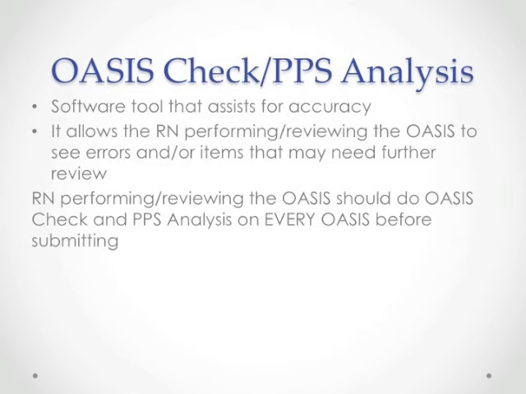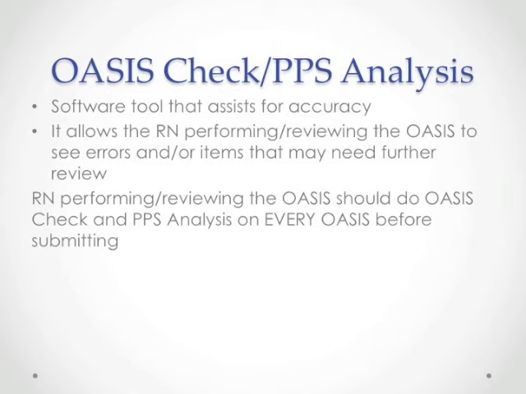Your OASIS check will go through and scan the OASIS. It'll let you know if diagnosis may be off or wrong or something was left blank. Your PPS analysis goes into more detail, and it compares things like your functional score on your 1800 questions, and then your supportive assistance questions later on down in your M2100 questions.